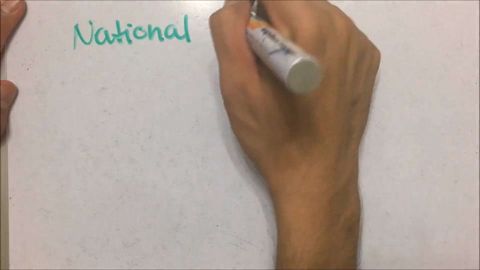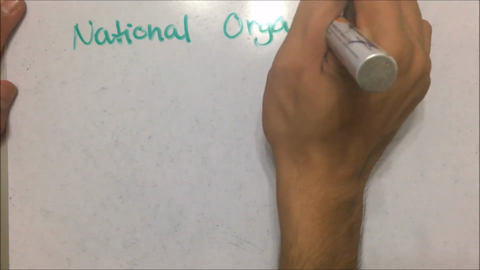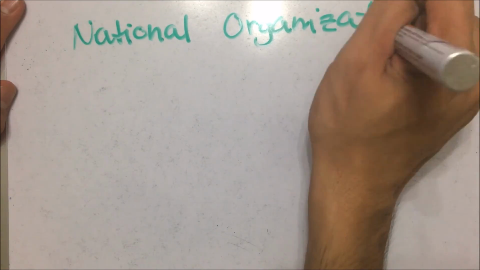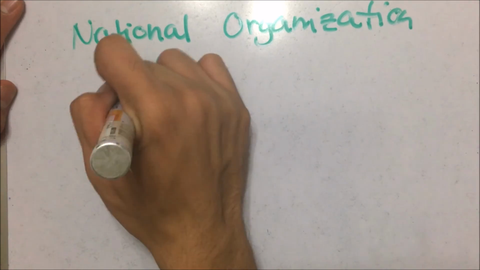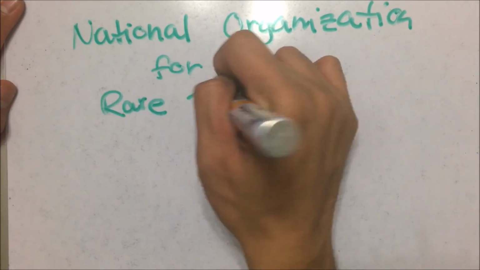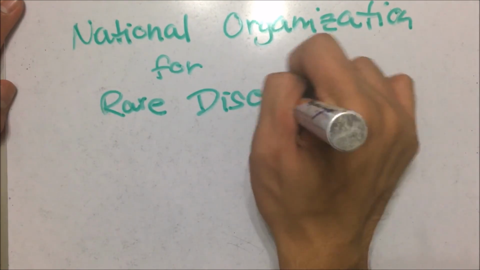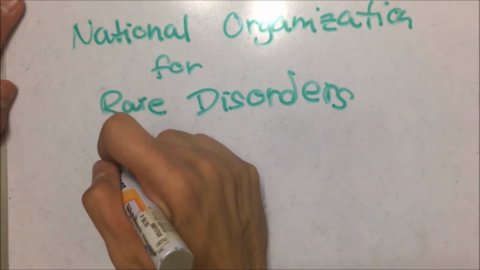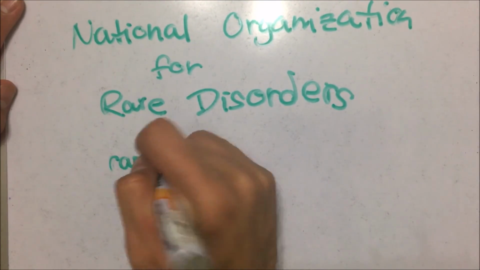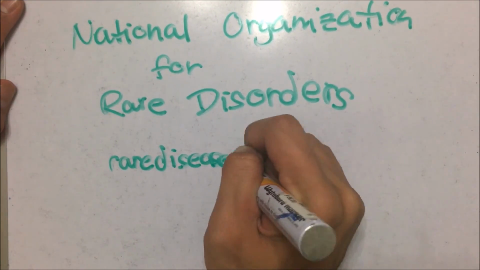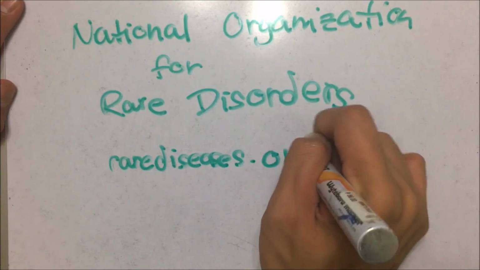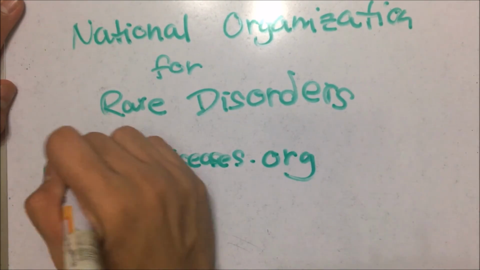National Organization for Rare Disorders, or NORD. This is a patient advocacy organization dedicated to individuals with rare diseases and the organizations that serve them. NORD, along with its more than 260 patient organization members, is committed to the identification, treatment, and cure of rare disorders through programs of education, advocacy, research, and patient services.